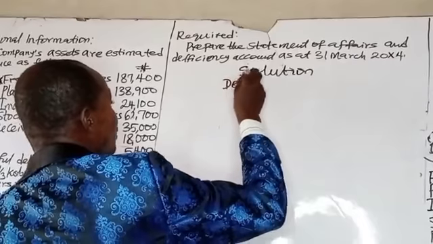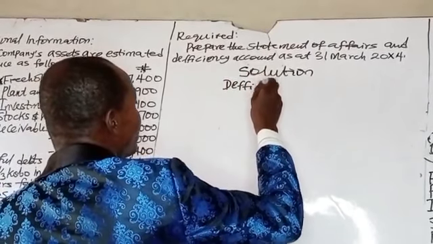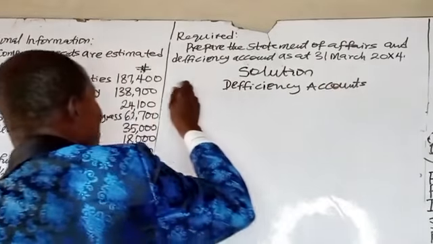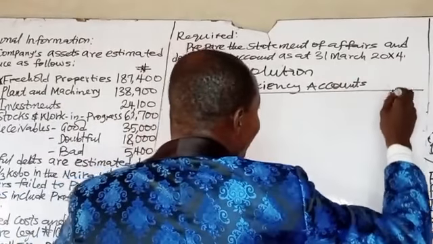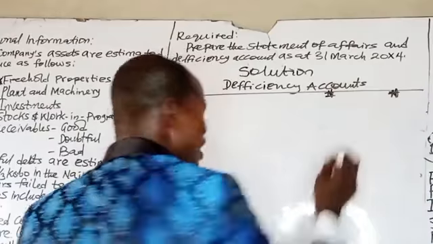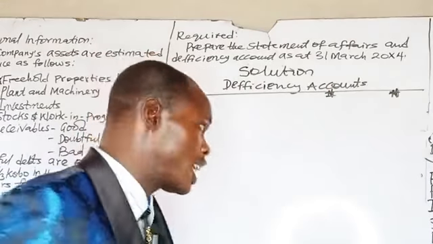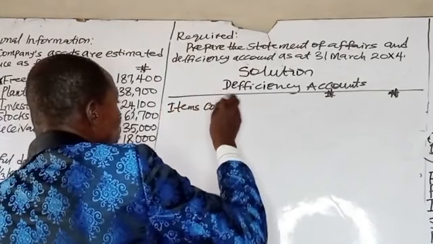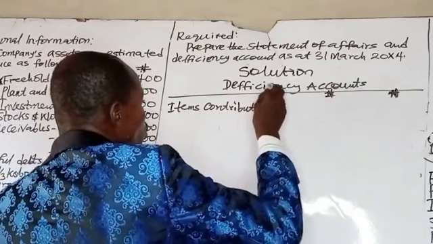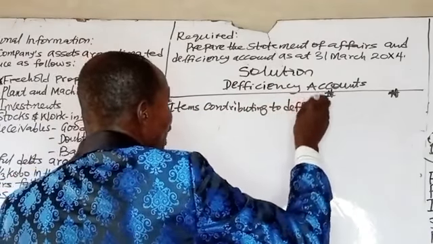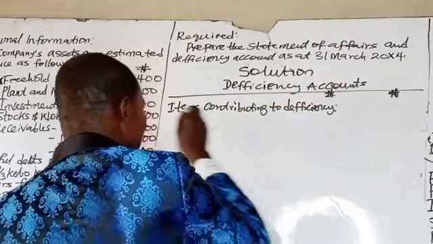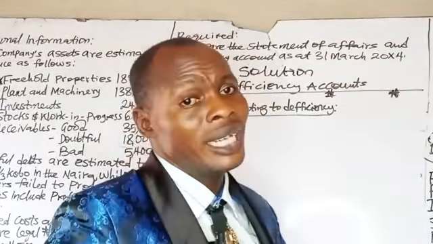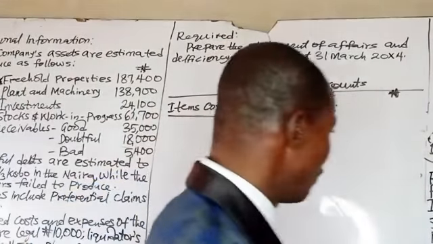Deficiency account. So we want to prepare the deficiency account. Remember, I've told you that to prepare the deficiency account, you start with items contributing to deficiency. Those are items that will make the deficiency increase. Items that make the deficiency increase are the items that contribute to deficiency.